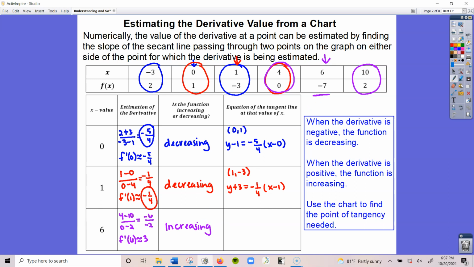I'm going to use the point here. This is my point of tangency. So 6, negative 7. And now I can write the equation. Y minus negative 7 becomes y plus 7 is equal to 3x minus 6. So essentially, we can do the same thing with charts as we do with graphs and equations.